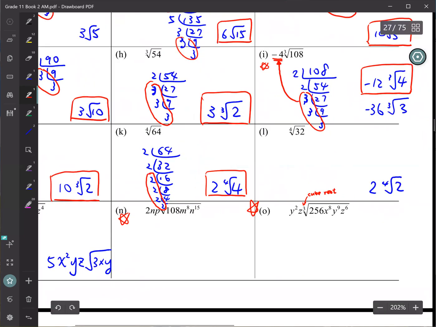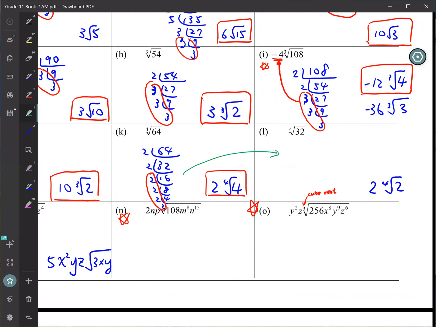32, we can borrow the result we got from here, right? Use that. So it's like starting from here, right? Because you have a 32 there. So you can get 4 twos to go out, right? A group of 4 twos. And instead of 2 twos inside, we have only 1 2 left inside, right? So you look at question K, right? So the answer is correct.